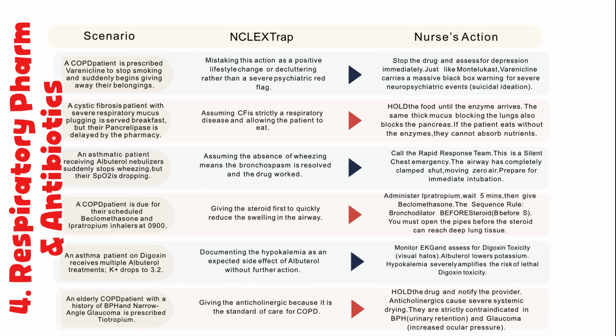Here's the highest acuity trap in this entire section. An asthmatic patient on continuous albuterol whose loud wheezing suddenly goes quiet while they're still visibly struggling is not improving. That's silent chest. The airway has completely clamped shut and 0 air is moving. Call the rapid response team and prepare for immediate intubation.